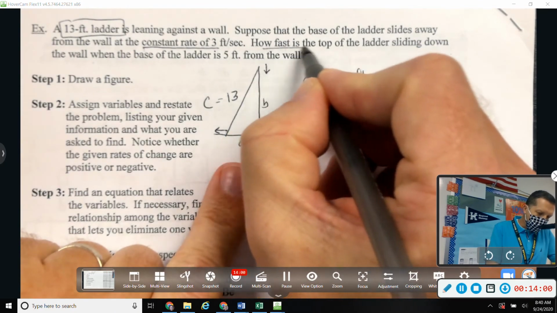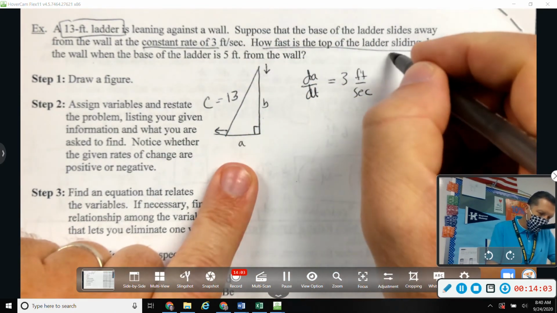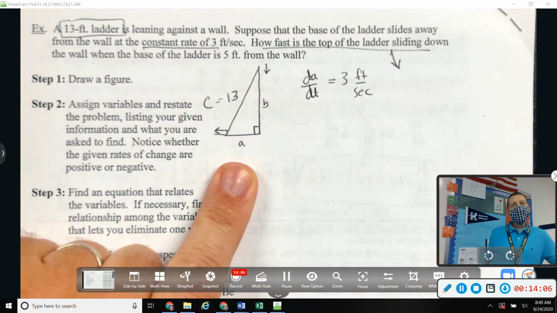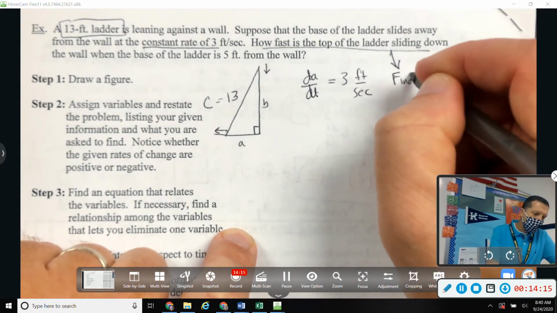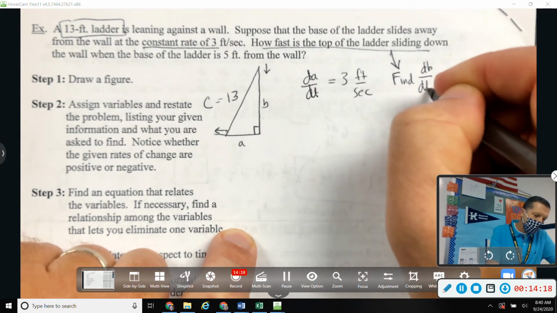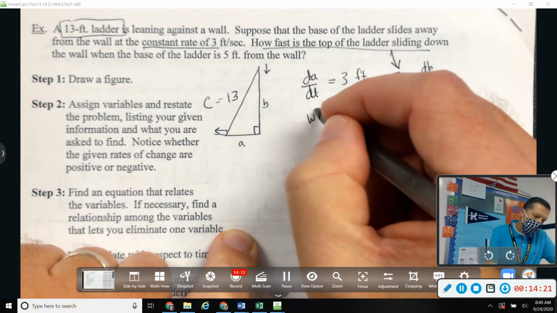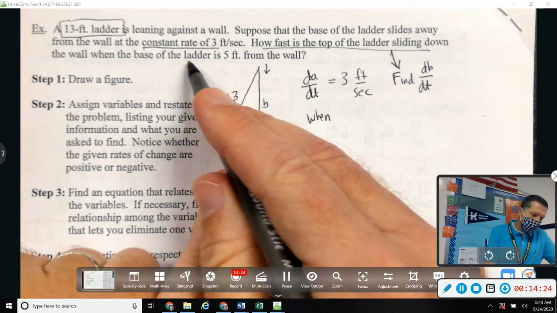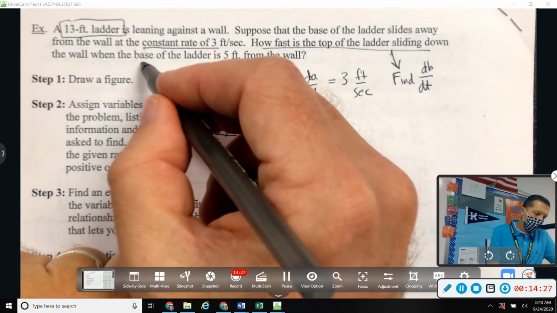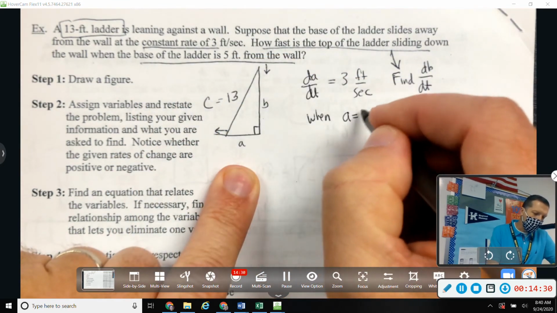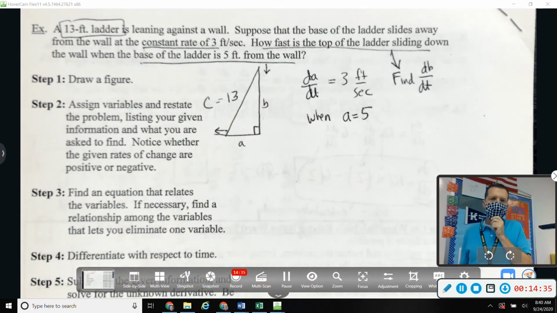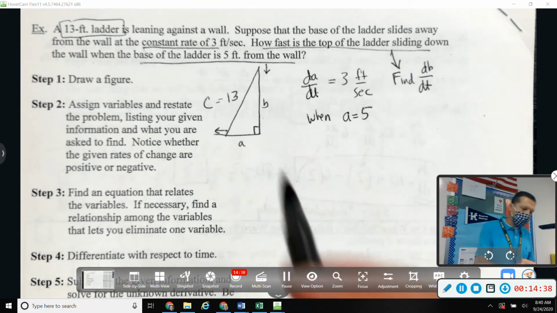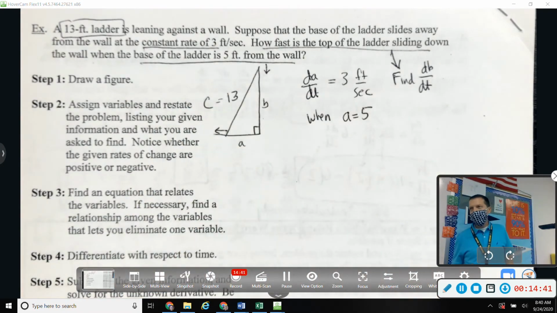How fast is the top of the ladder sliding down the wall? So what's it asking me to find in terms of my variables? dB/dt. So I want to find dB/dt. When the base of the ladder is 5 feet from the wall. Well, it doesn't spell it out, but that means A equals 5. All right, I think I've translated all it has to offer me into math.